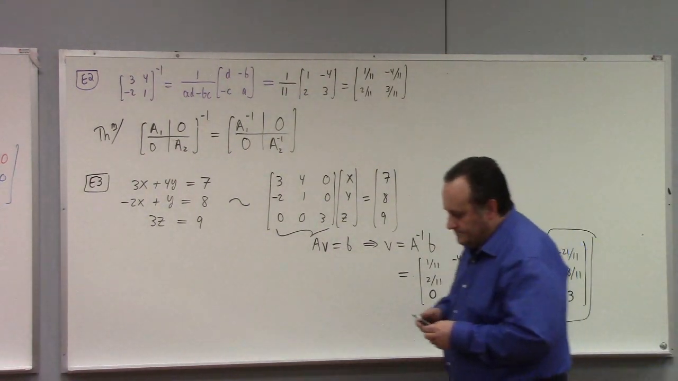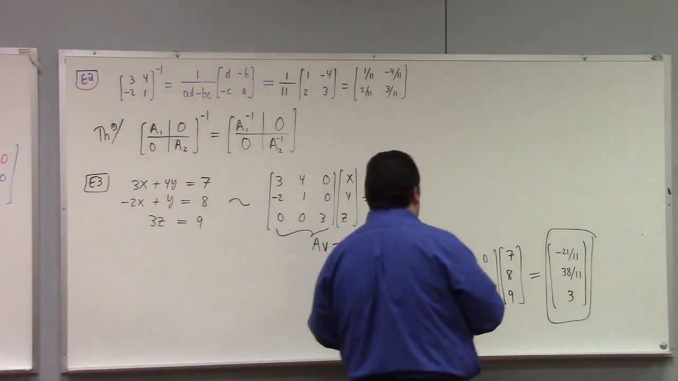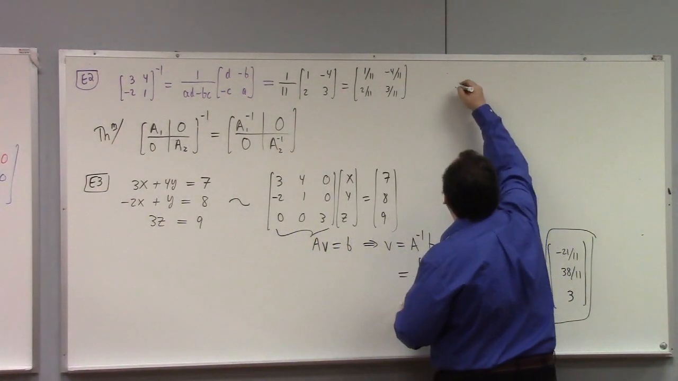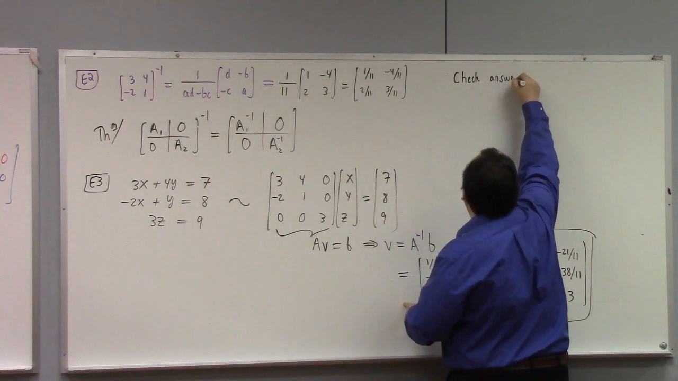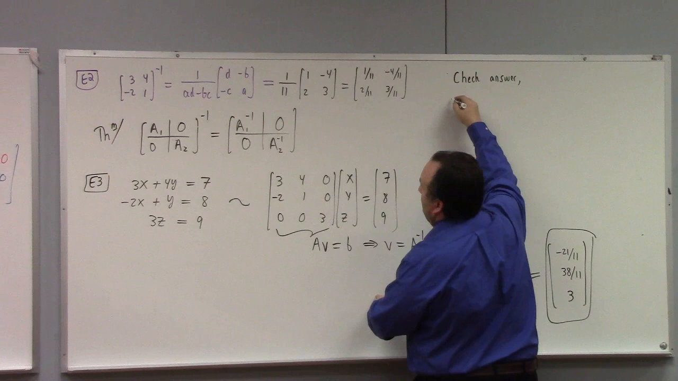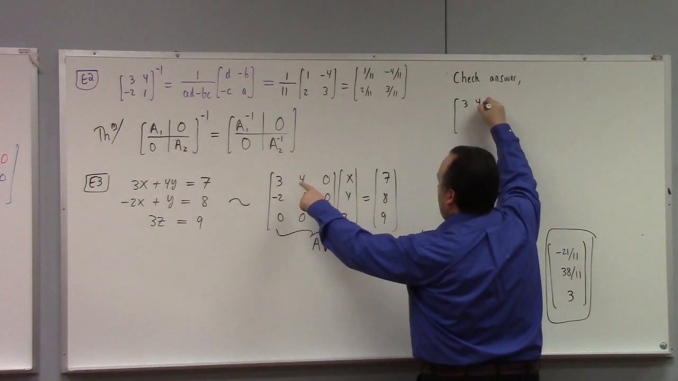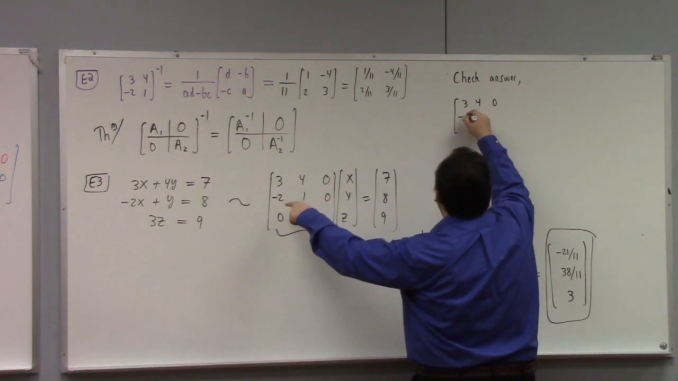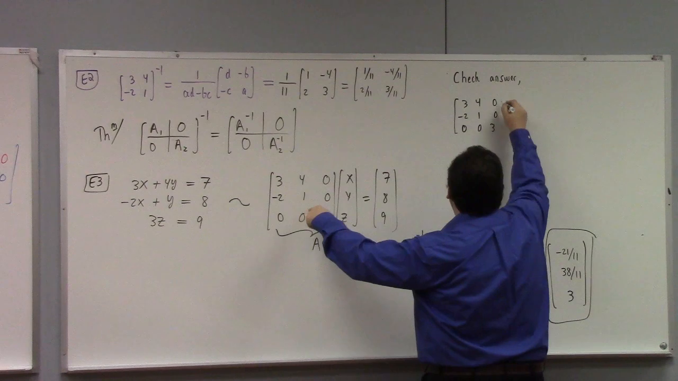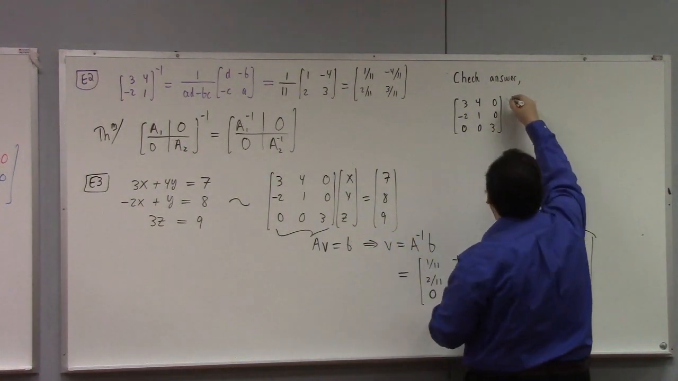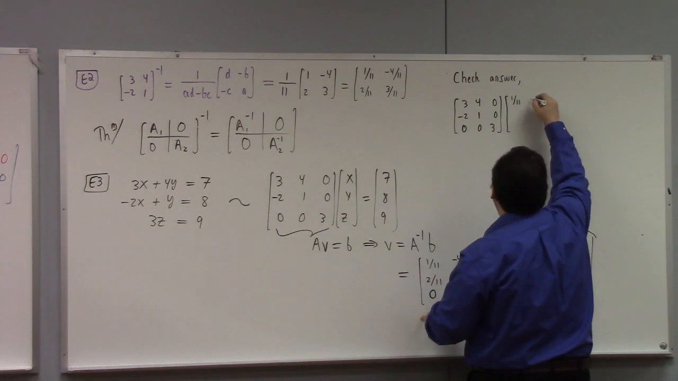Okay, so anyway, let's see here. What else can I tell you? Oh, let's check it. Does this actually work? I think so. Let's check our answer. We can do that as well. What's our matrix? 3, 4, 0, minus 2, 1, 0, 0, 0, 3. And if this is the genuine inverse, when we multiply, we ought to get back what?